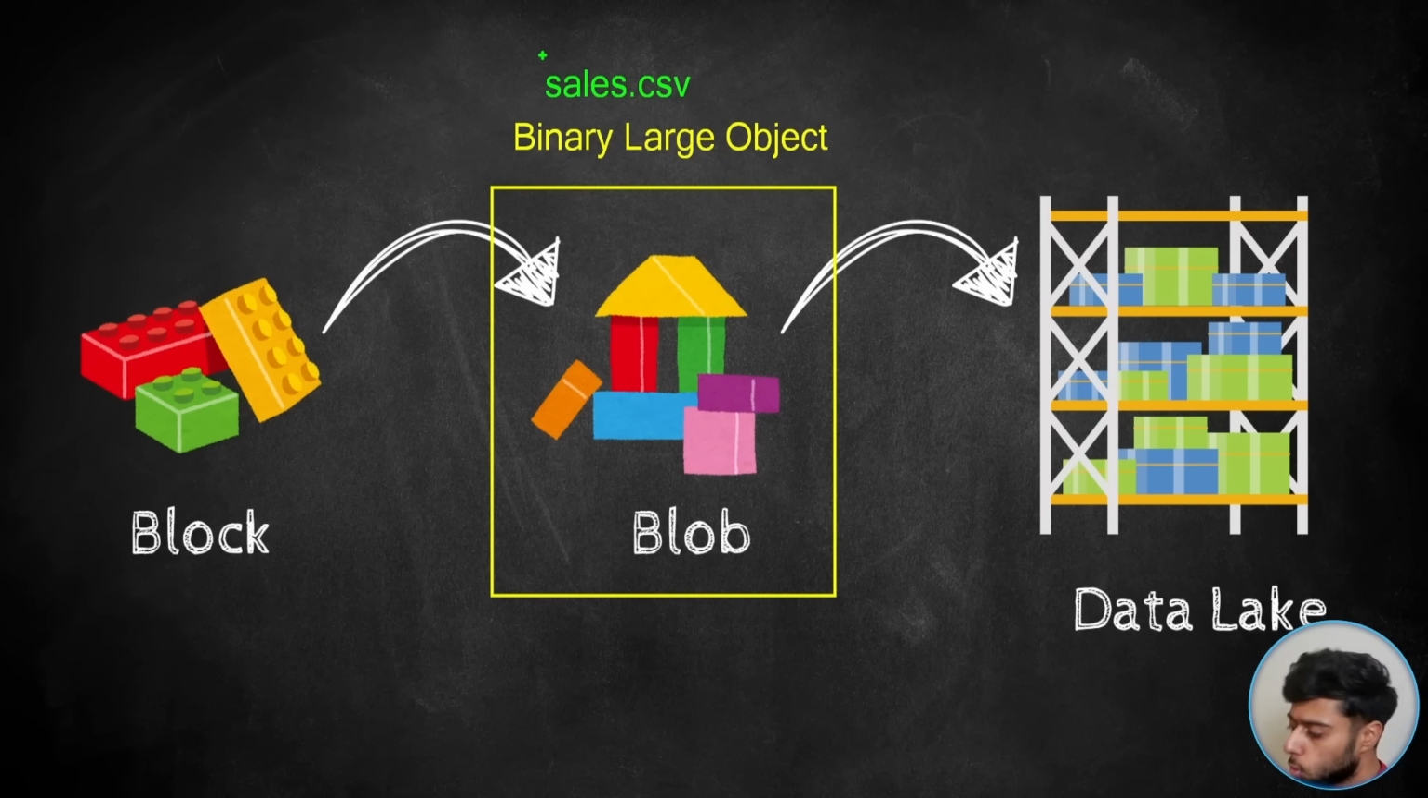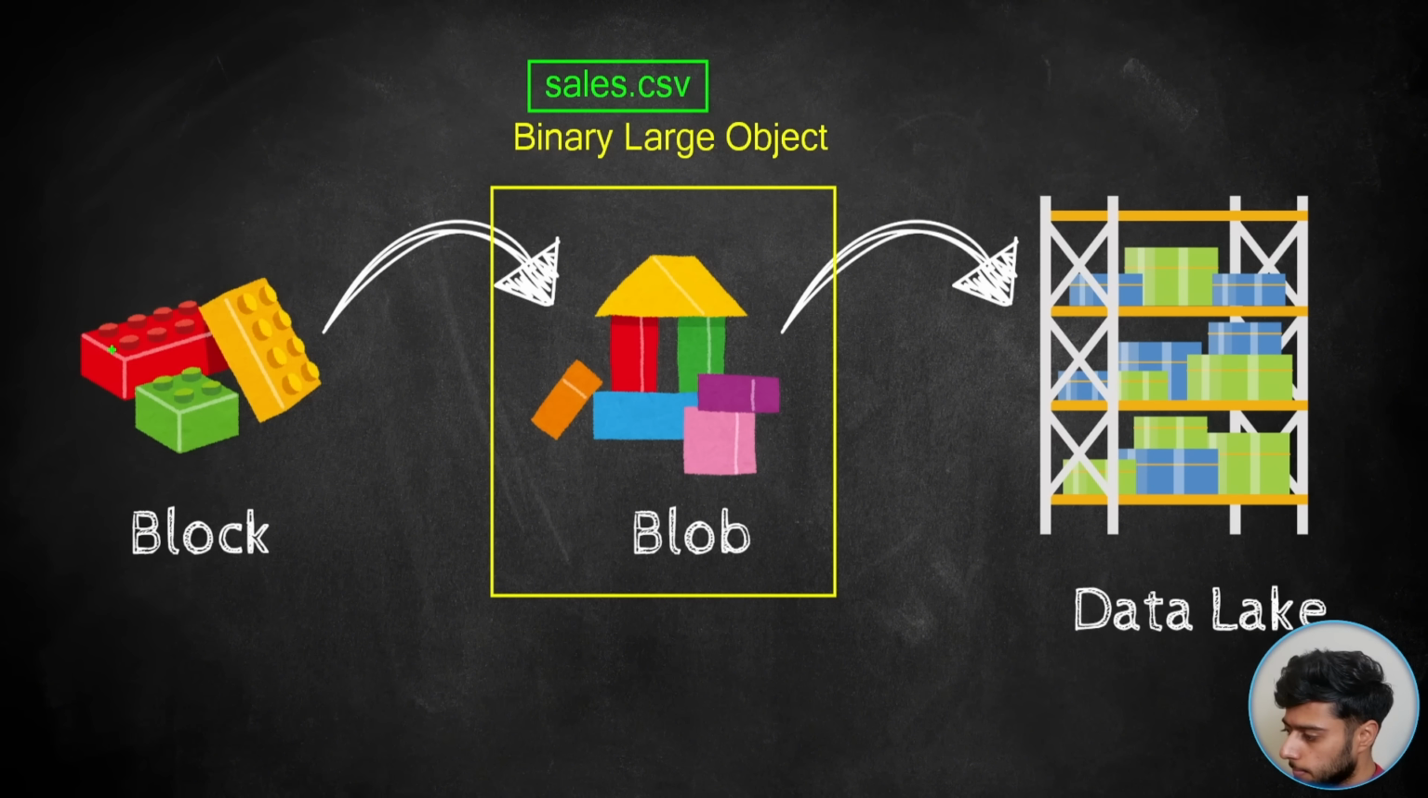So data will be stored in the form of chunks, but you will still see this file as a single file, as one object. Why? Because Azure is managing all the blocks for us. We are not managing it. Our operating system is not managing it. So everything I upload on Azure will appear as a single large object. That is why it is called binary large object. But under the hood, data is stored in the form of blocks.